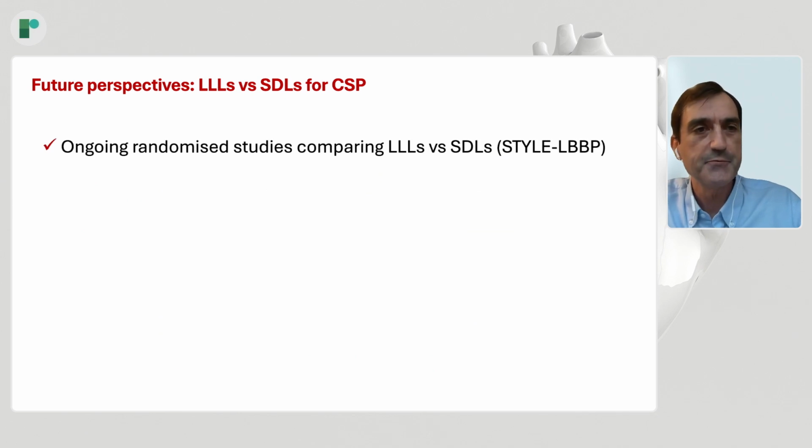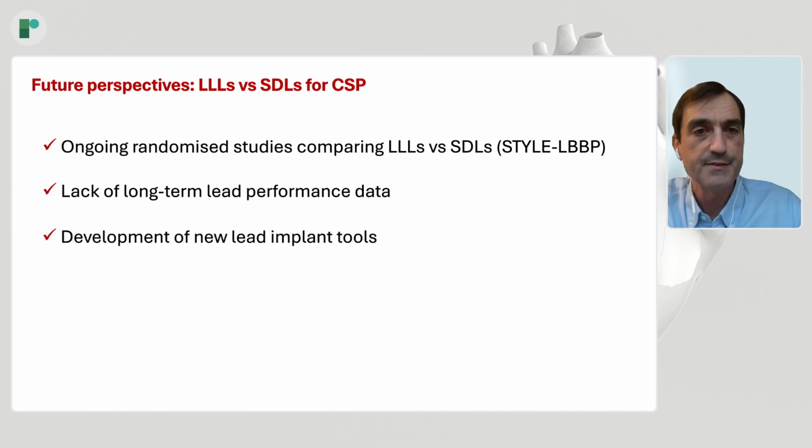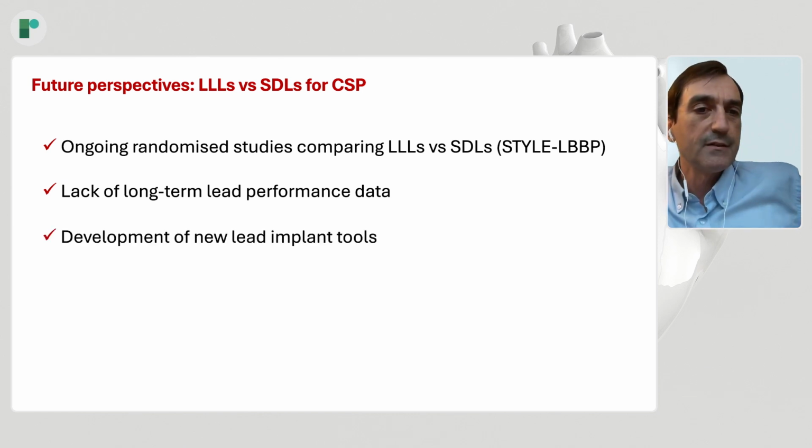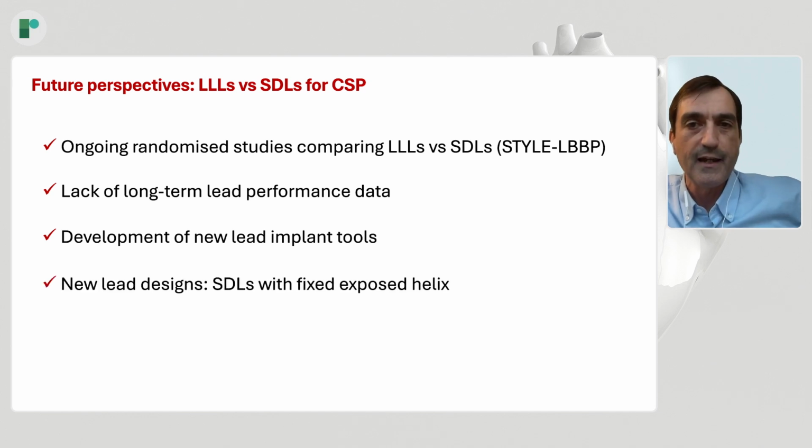With respect to the future perspectives, there are ongoing randomized studies comparing loomless leads and stylet-driven leads, such as the STYLE LVBP, which is currently ongoing in Spain. There is a lack of long-term lead performance data, especially with the stylet-driven leads. And we need the development of new lead implant tools, and specifically new lead designs. For example, stylet-driven leads with a fixed helix, which will probably help us to avoid helix damage during deployment of the stylet-driven leads.